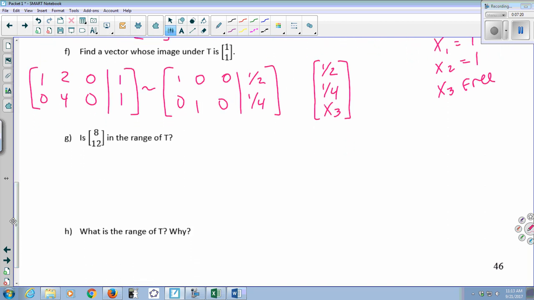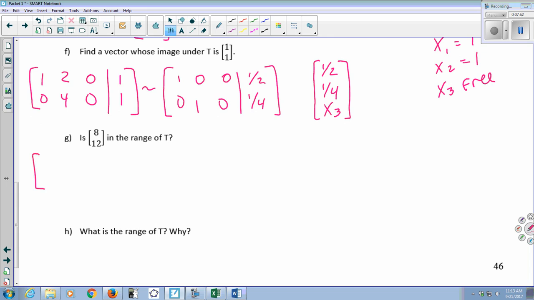All right, I'm asking you about the range here. Is 8, 12 in the range of T? That's equivalent to saying, is there a vector whose image is 8, 12? Can you produce 8, 12 by plugging in some vector in R3 to get it? So it's similar to what I was asking before, but instead of saying, find a vector whose image is 1, 1, I'm asking, can you find a vector whose image is 8, 12?